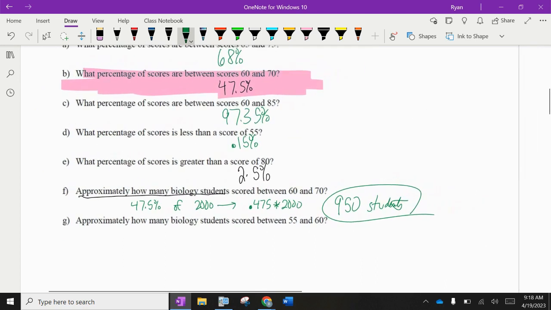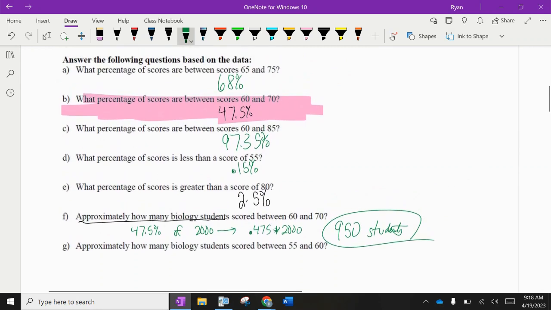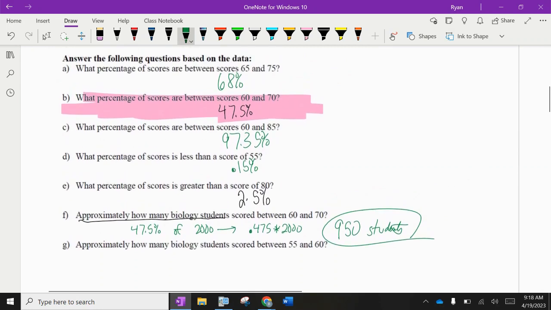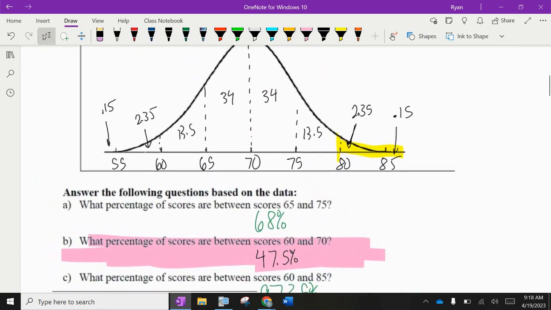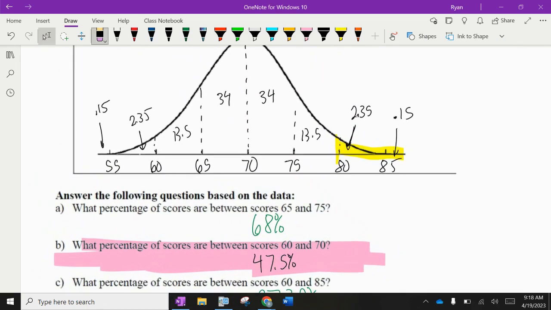Can you figure out letter G? You have a little bit more to do on this one. How many students between a 55 and a 60? Figure out the percent first, and then get the actual number.